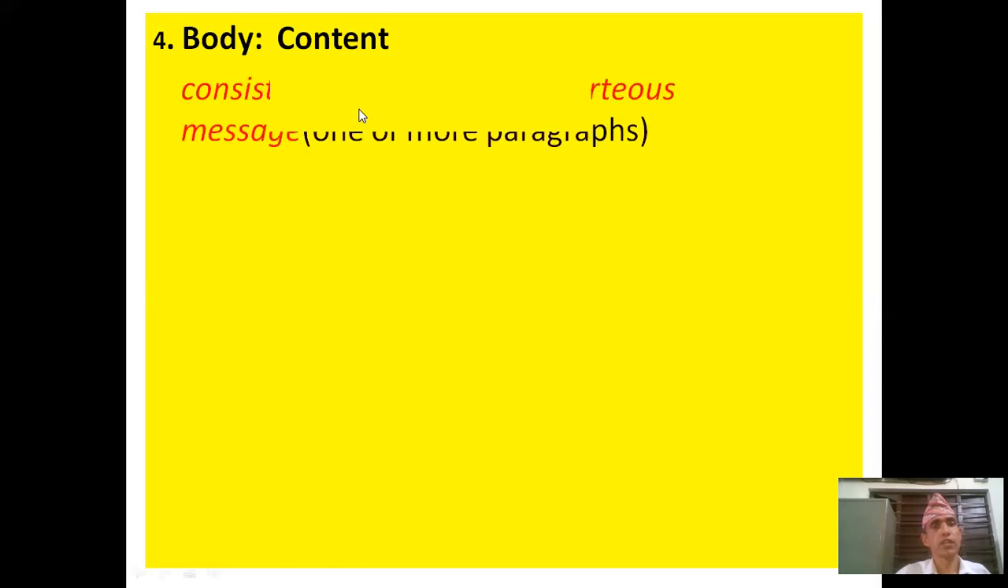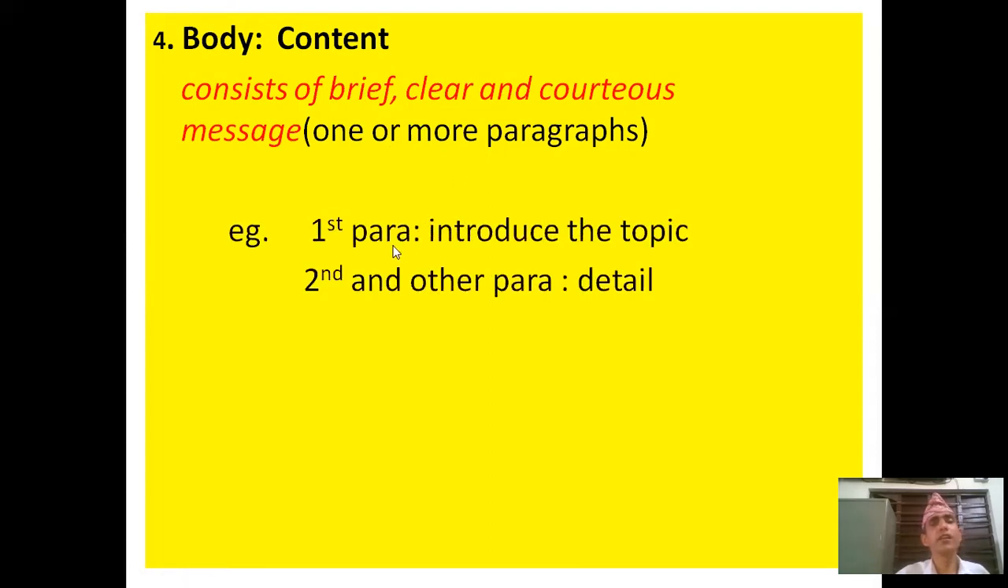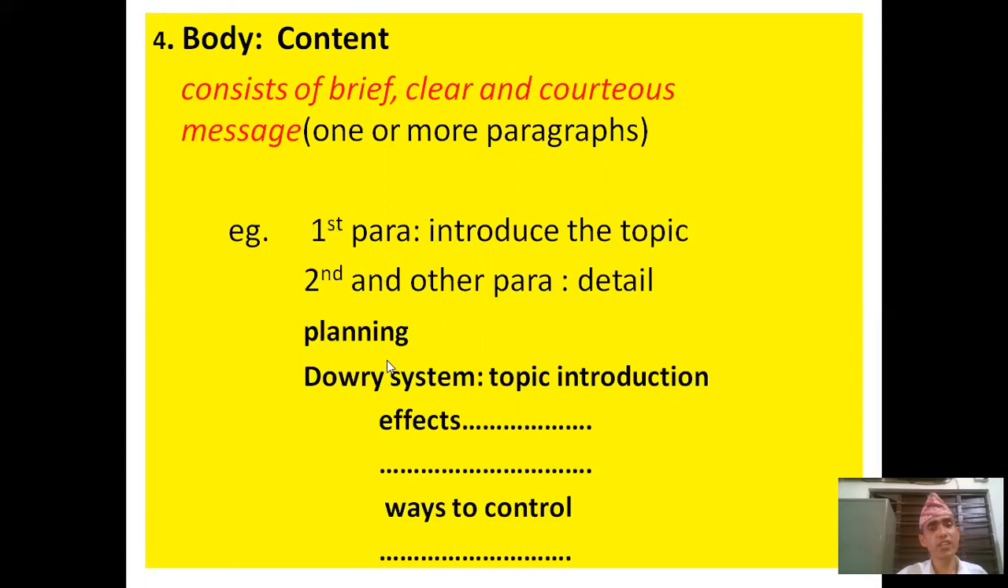Now come to another part, body or content, which is the main part of the formal letter. It consists of a brief, clear, and courteous message. This message is included in one or more paragraphs. Normally, the first paragraph of the content of the formal letter includes the introduction of the topic, and the second and other paragraphs include the details. To be more clear, dear students, you can see this example I have taken from the formal letter which I displayed in the previous slide.